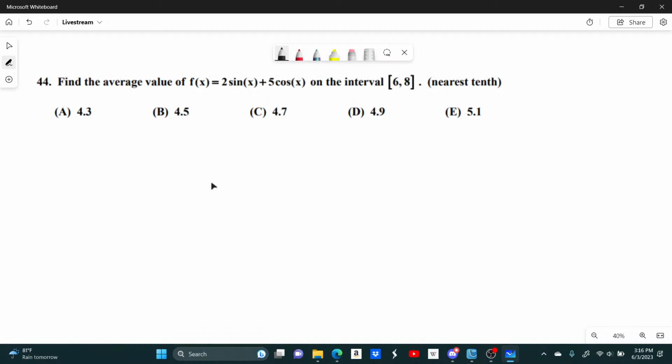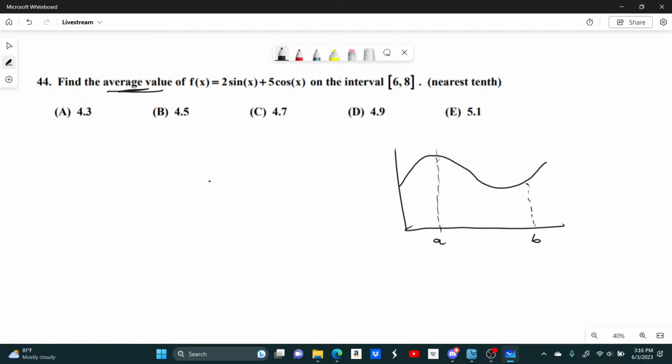Okay, find the average value of f of x equals 2 sine x plus 5 cosine x in the interval from 6 to 8. Okay, so this is just a formula, basically. It comes from the idea that, let's say you had a graph, and this isn't actually the graph of this. This is just like an arbitrary graph. And say this is at A, this is at B, and you're finding the area under the curve, and you want to find the average value, right?